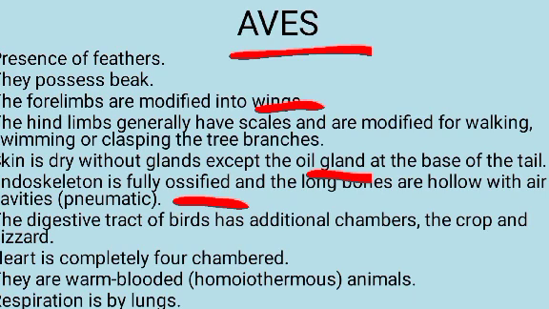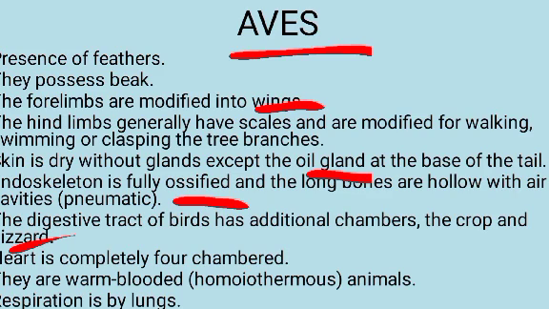Then the digestive tract has additional chambers like the crop and the gizzard. The crop is the part, just like our stomach, where the food can be stored, and the gizzard is the part where the food is ground, powdered, and digested.